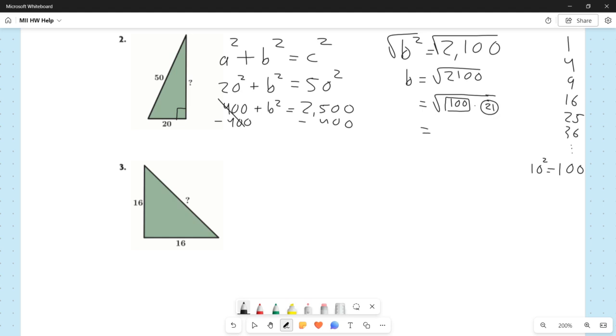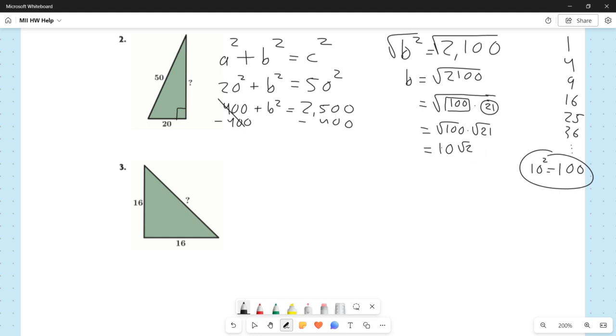And the reason why I want to do this is because I can break this up into two square roots, just like this. The big square root becomes two smaller square roots. And the square root of 100, well, if you take a look over here, the square root of 100 is simply 10. So this becomes 10.